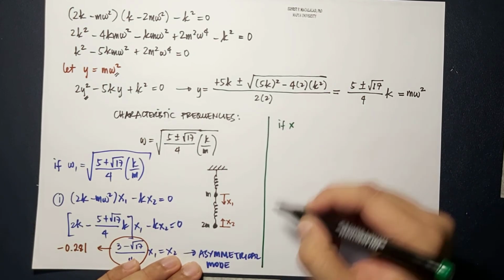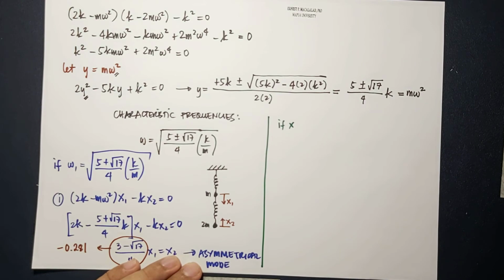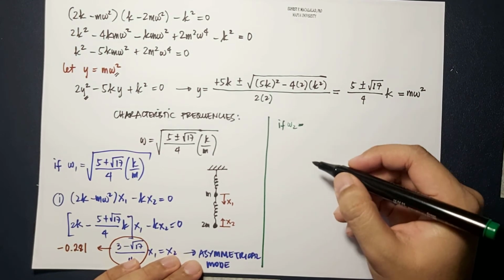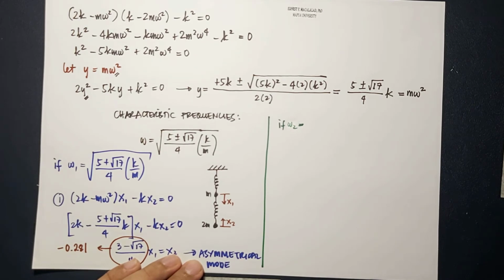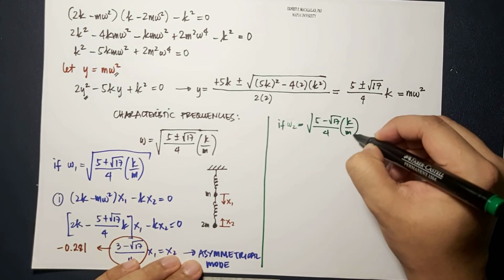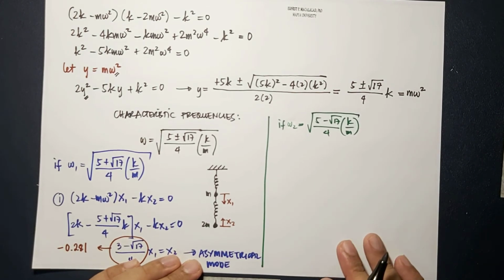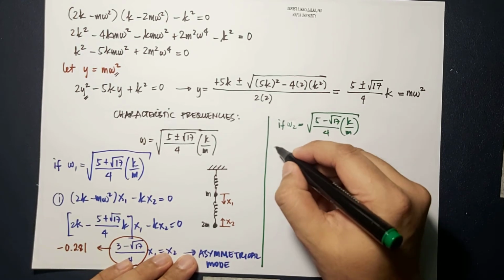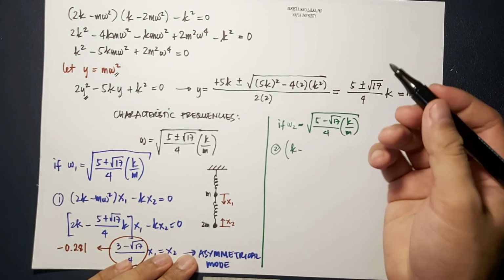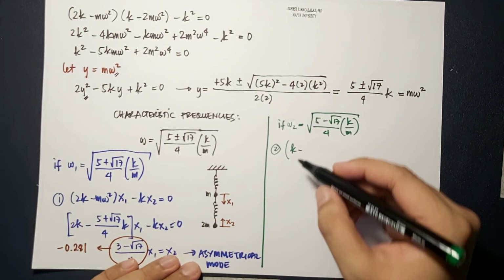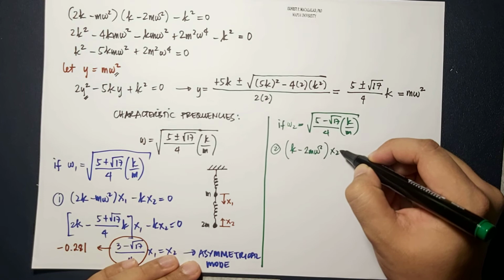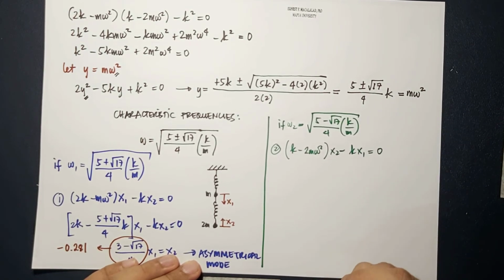On the other hand, if we choose omega 2, which is equal to the square root of 5 minus the square root of 17, over 4, k over m. Again, let's substitute this into equation number 2. You can also substitute it into equation number 1, but let's choose equation number 2. This is k minus 2m omega squared, times x2, minus k x1 equals 0.